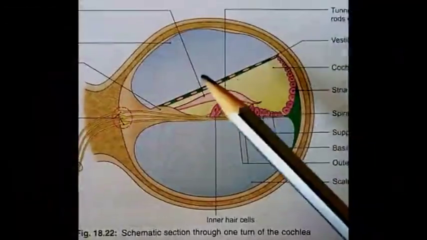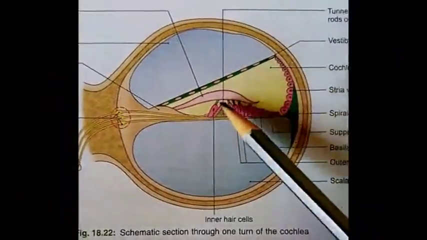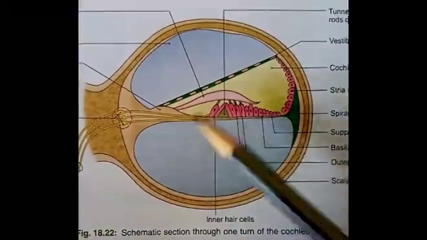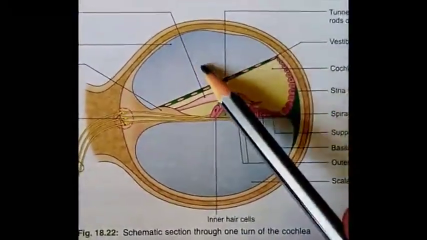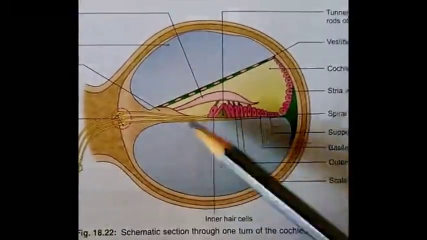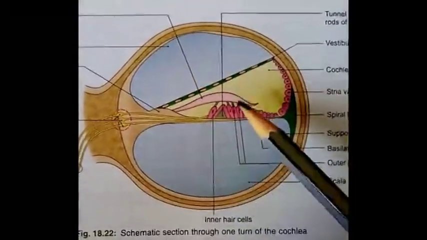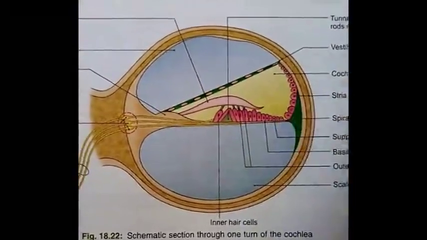Internal ear contains lymph fluid in all its three canals: scala vestibuli, scala tympani. These contain perilymph, and scala media contains endolymph.